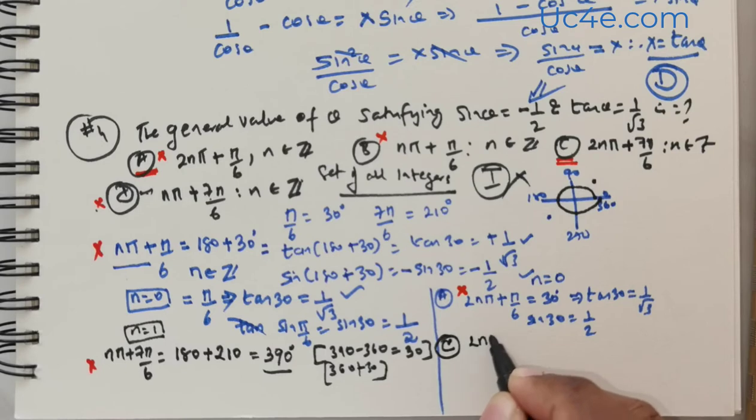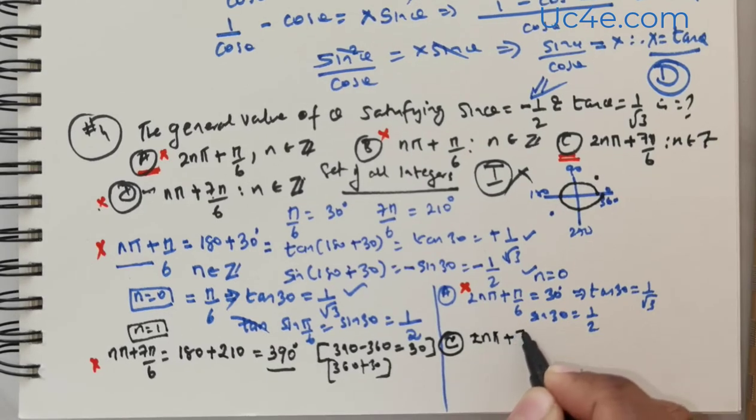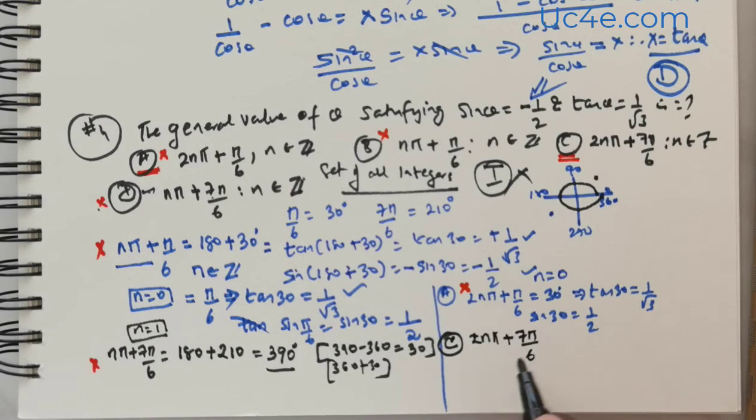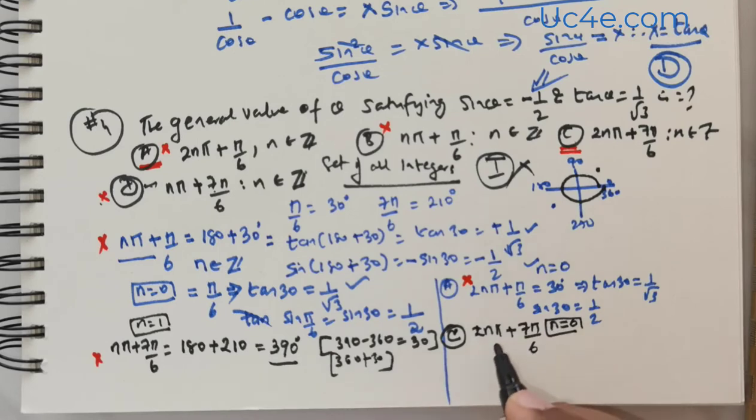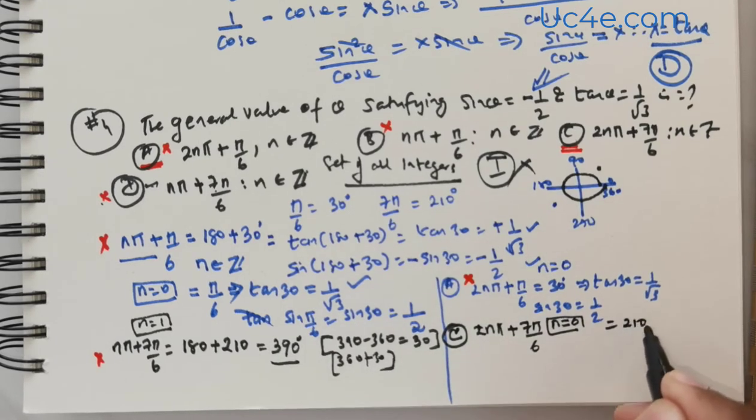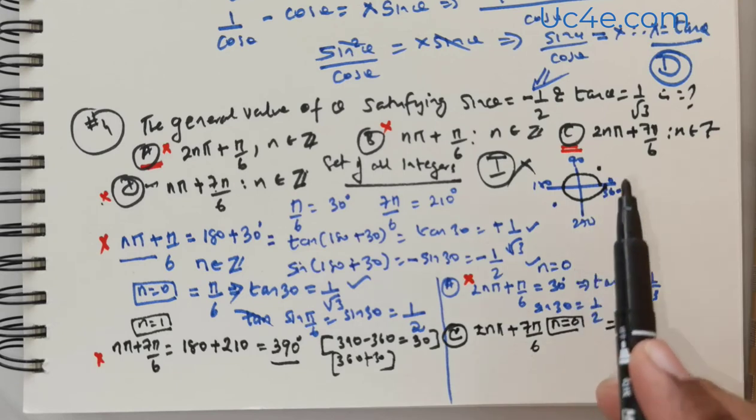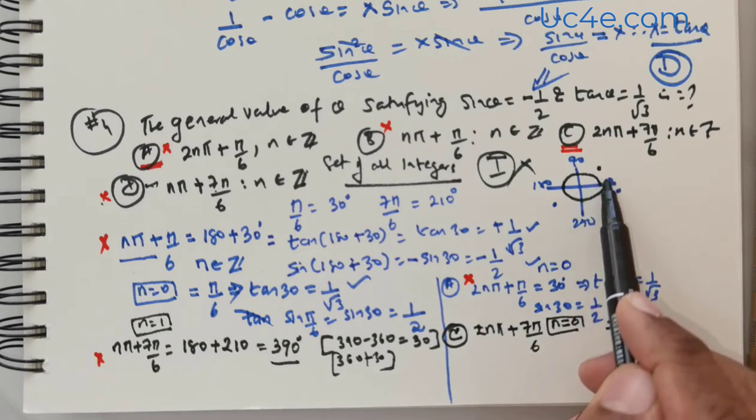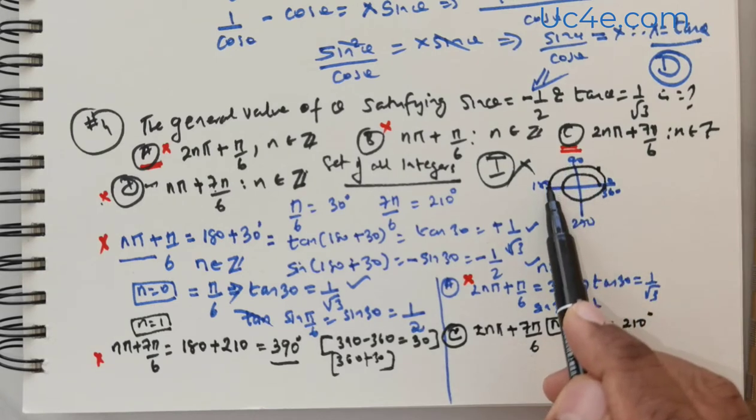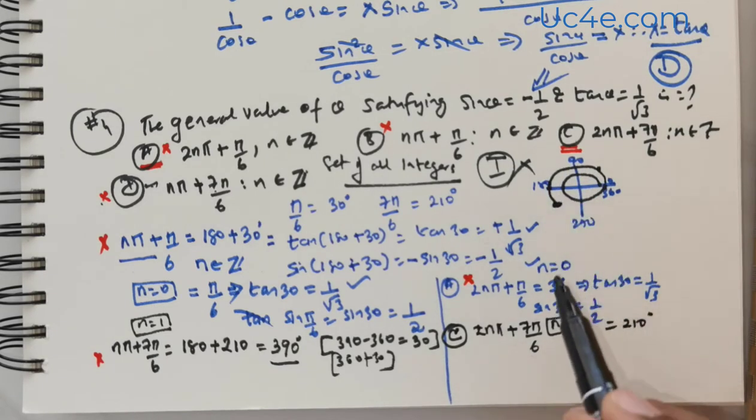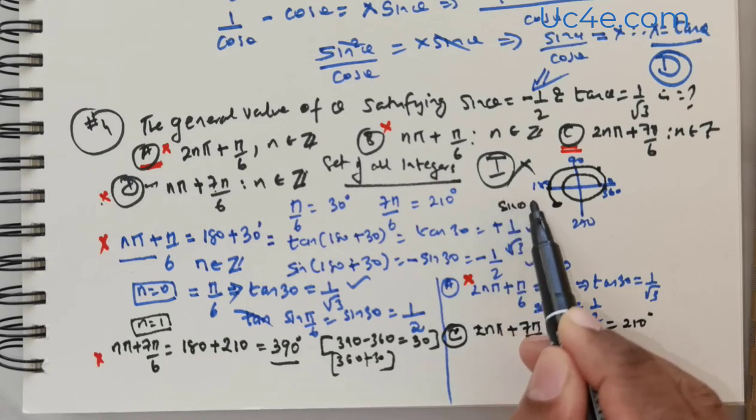So we have been given 2n pi positive 7 pi over 6. So let's check if this warrior is going to be qualifying. If he qualifies, then hats off. Now first and foremost, what I would like to do is assign n to be equal to 0. That's the basic check. Now if I were to take n is equal to 0, I would get 210 degrees. Now just go and examine where 210 degrees is falling. So if I were to start here, this is going to be 180 and 210 will land me up over here. Over here, sine is negative.